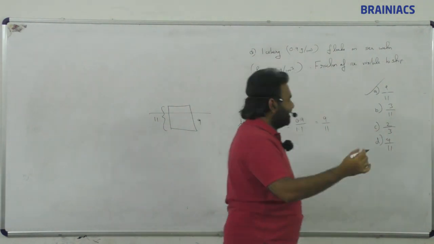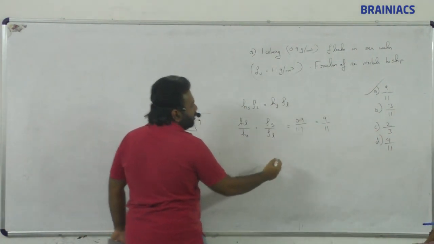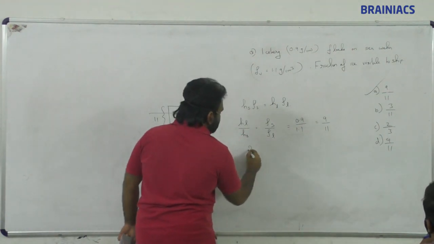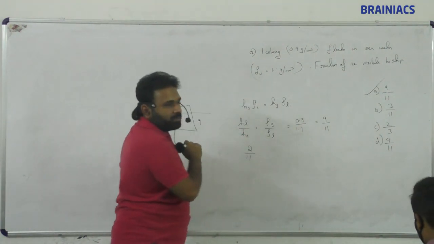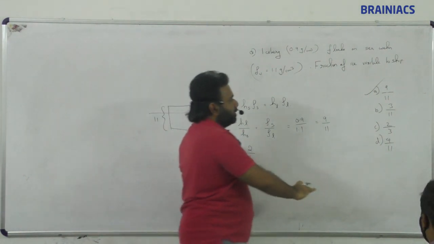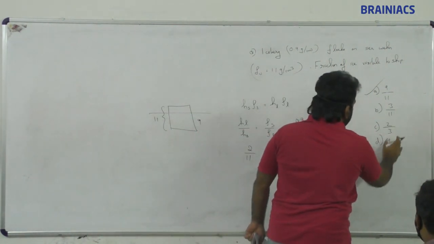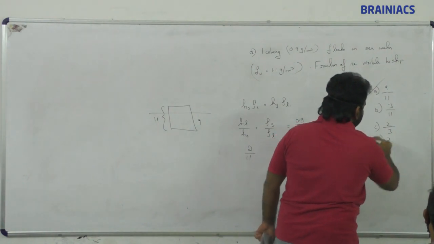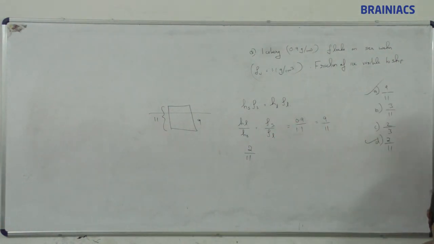Okay, see. Now the answer is what? The answer will be 2 by 11. The balance will be outside. Make it. This is the answer. Clear? Done. Okay, fine.